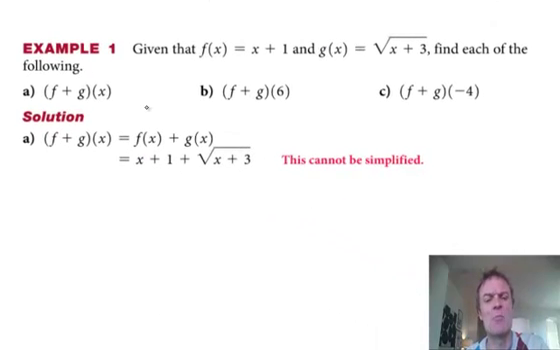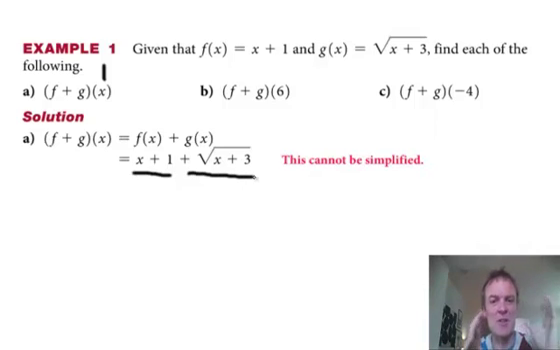Because have a look at this. Right, here's a couple of functions. If we add them together, I'm not putting a number in, I just want you to add them together. Well, there it is, x plus 1 plus root x plus 3. I can't actually add those two together. One's just a linear function, one's a square root function. Okay, so there it is. Cannot be simplified.